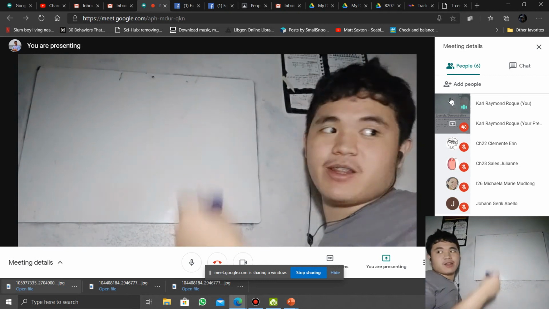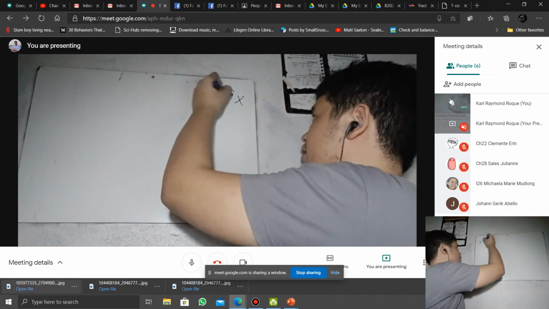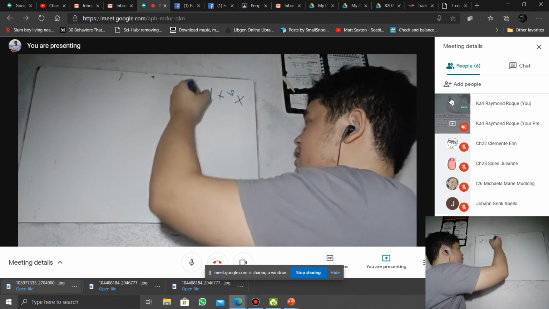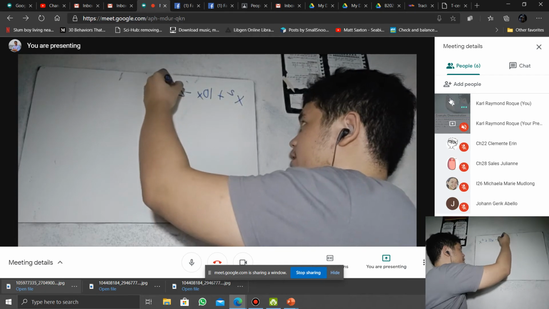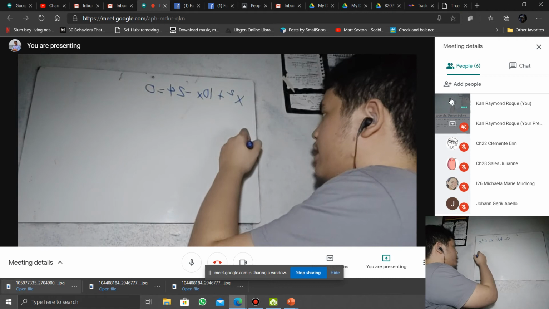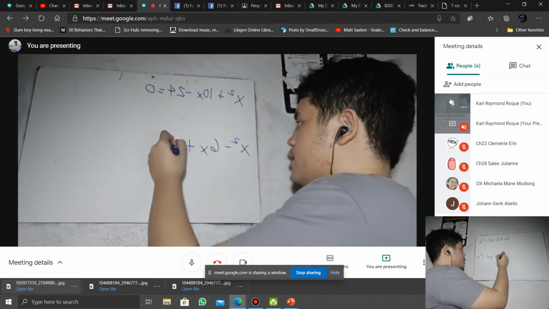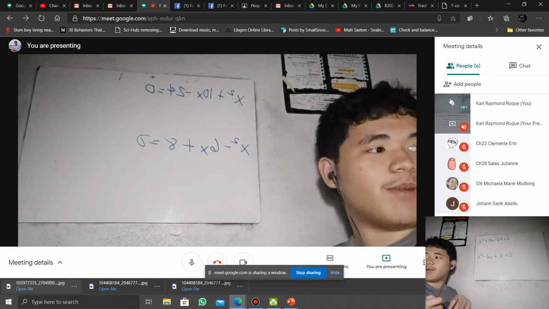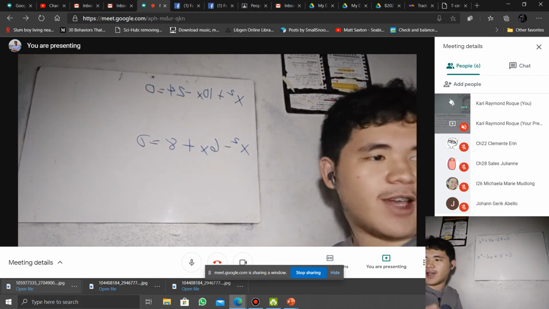Solve the quadratic equation by completing the square. x squared plus 10x minus 24 equals 0. x squared minus 6x plus 8 equals 0. Sige nga guys, solve this by completing the square. I want to see muna your skill. Okay? Sige, let's go.